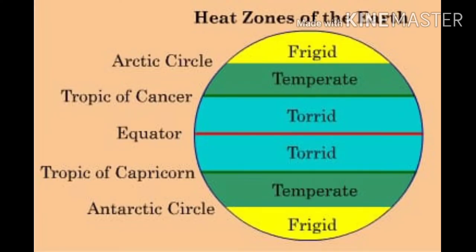The first one is the torrid zone. The word torrid means hot, and this zone lies between, you can see the image, the Tropic of Cancer and the Tropic of Capricorn. It is the hottest zone because it receives the maximum amount of heat which comes from the sun. This zone receives direct rays from the sun throughout the year.